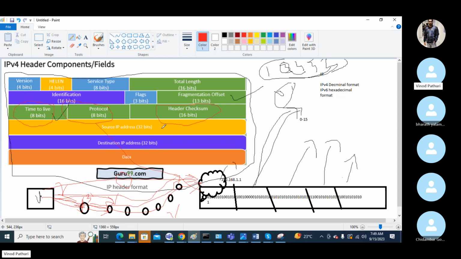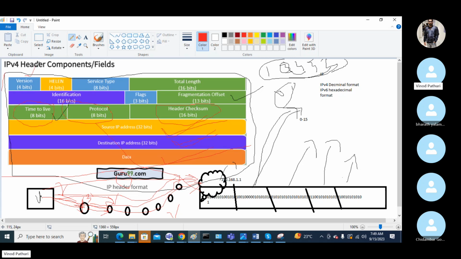Okay, and the source IP address is your system IP, and where you want to transfer the data, that is called the destination IP. And the last one is data, the original data you are transferring. So right now I'm talking, that is my original data, and mine is the source IP and yours is the destination IP. So in order to deliver my data, my voice, as it is, it will consider these many fields.